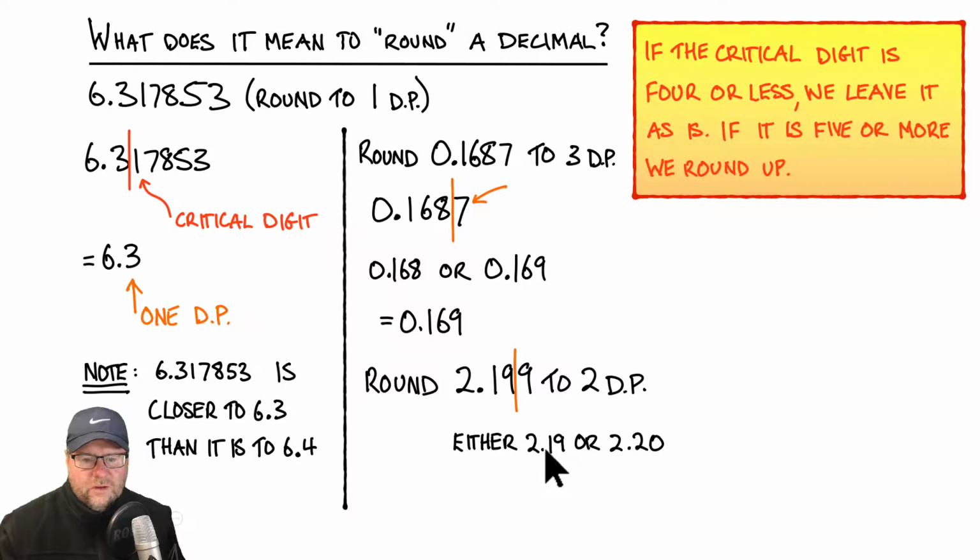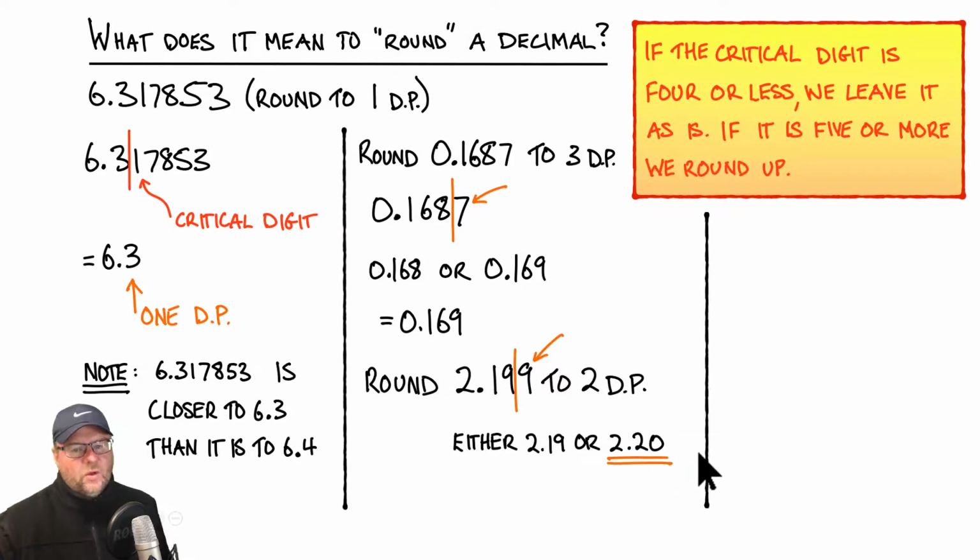So it's either going to be 2.19, which is kind of not the correct way to say it, but just visually that's what's happening. It's either staying as a 19 or the whole thing's going up to 20, because 19 is the next number after 20. So in this case, my critical digit is 9. It's 5 or more, so I'm going to round up to 2.20. And I'm putting the 0 on the end because I need 2 decimal places. If I just left it as 2.2, then effectively I've written it as 1 decimal place. 2.20 shows me that I've got this out to 2 decimal places.